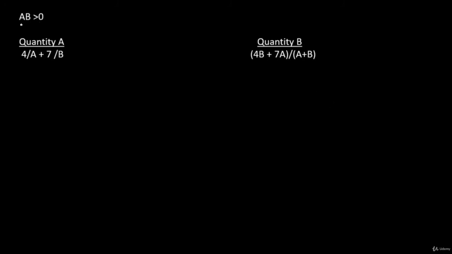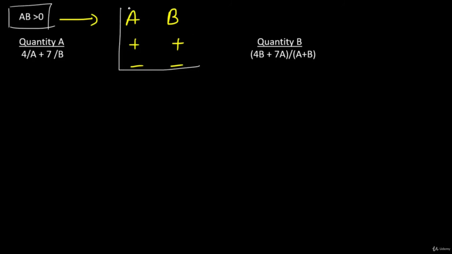Now, over here it's given that A into B is greater than 0. So what does it mean? It means that either A and B has to be positive, right? Or A and B has to be negative. Then only this criteria will be true, right? If you take one of them as 0 or one of them as positive and the other as negative, then this criteria over here will not hold, right? So either both of them has to be positive or both of them has to be negative. So this is something that you need to keep in mind while plugging in numbers.